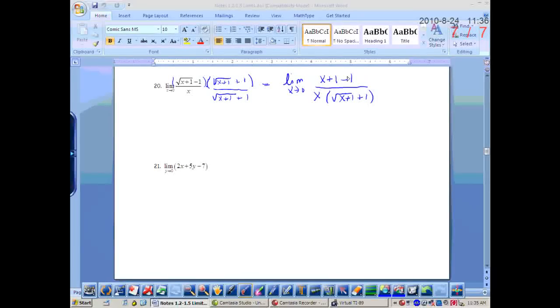Because on top, the 1 minus 1s cancel, and then we have an x over x. So those cancel. And I just have a 1 on top. So if you were to distribute that x on the bottom, it'd be harder to see that it cancels with that x on top, I think. Okay, so now when I plug in the 0 for x, I have 1 over the square root of 1 plus 1, which is 1 over 2.